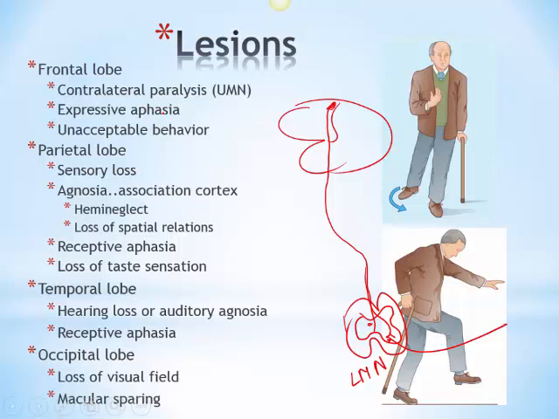Remember, Broca's area is present there, so if that is gone, then the person cannot express themselves. They know what to say, but they're not able to articulate their words properly.